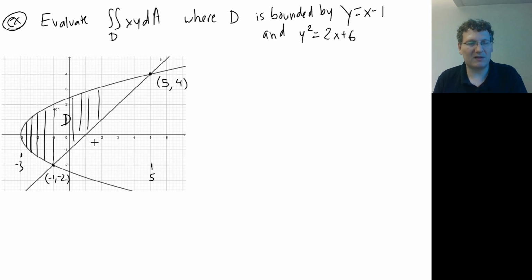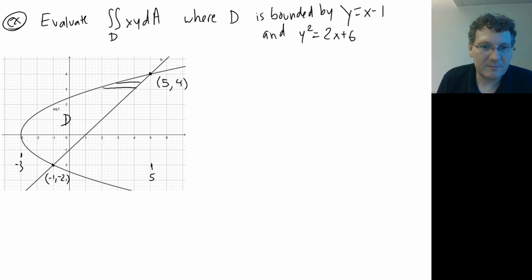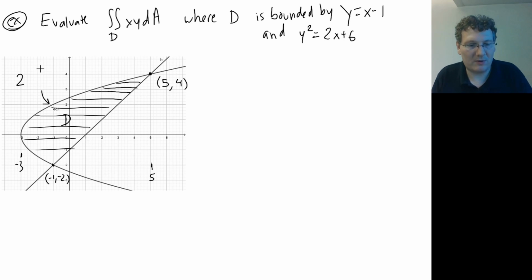The lower function would be a line over here, but over here would be this parabola. Instead, let's consider horizontal segments. You can see when we slice it up in this way, the lower function is here, and that's actually going to be this parabola.